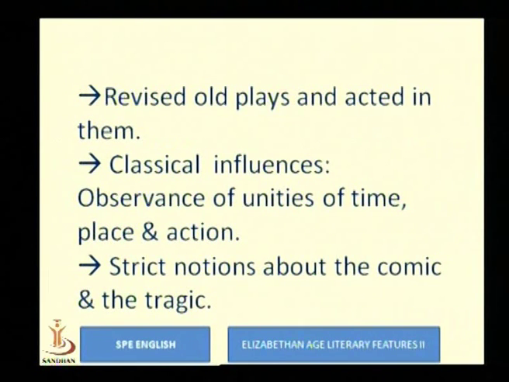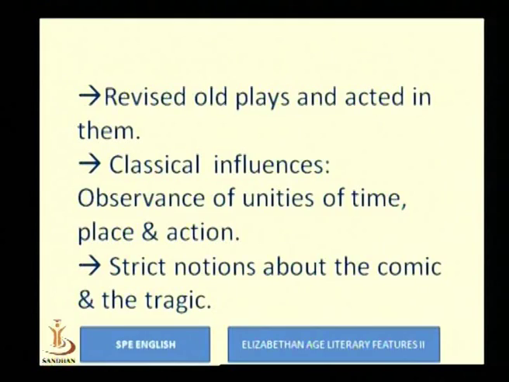How did these university wits go about it? You can see that they revised old plays and they acted in them. So the stories were borrowed. The themes and subjects that they dealt with were borrowed from the Greek and Latin, and they tried to revise them depending on the needs and likes of the people to whom they were catering.